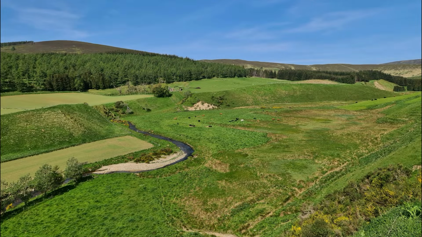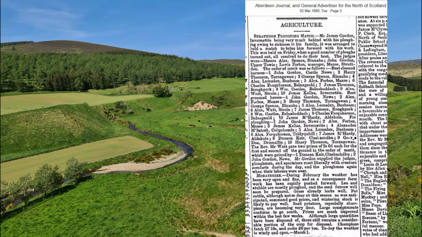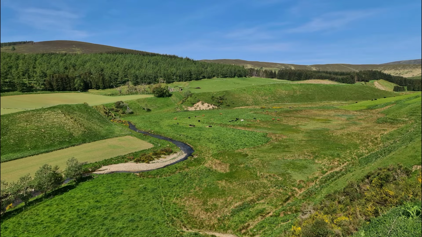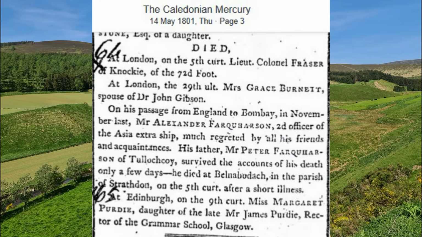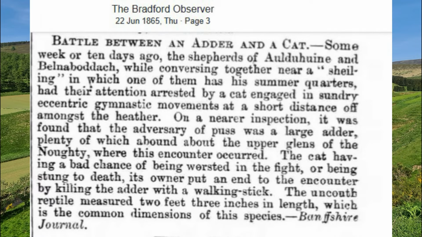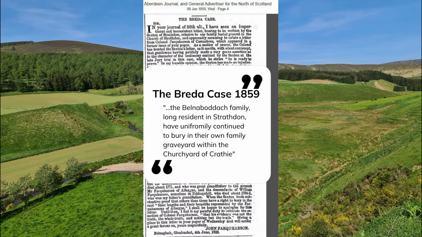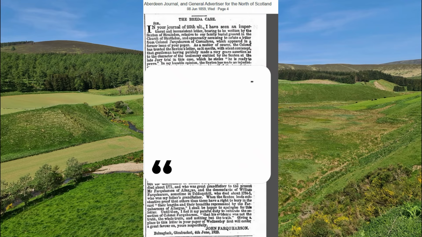This is very true of Balnabadach. We can see all aspects of daily life there from newspaper articles, from ploughing matches, to shooting balls, to death notices, and even the adventures of the farm cat. If you're lucky, you might see stories relating to the family relationships and inheritance of the farm, such as this one.